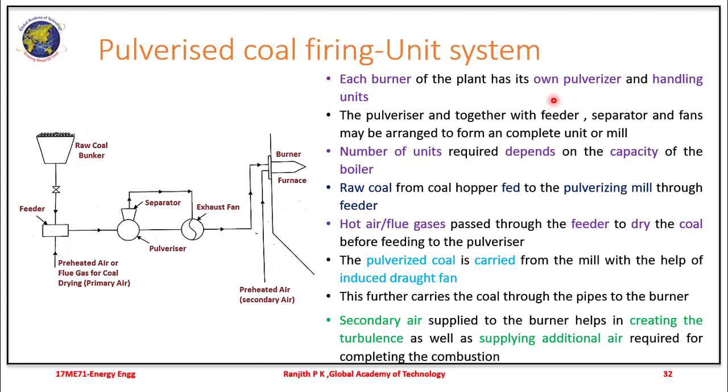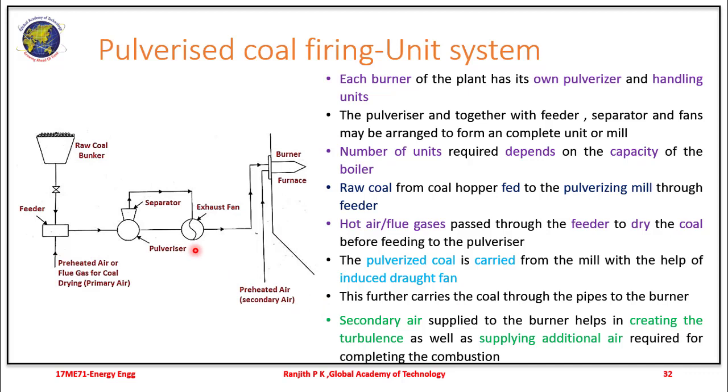In the unit system, as I mentioned before, each burner has its own pulverizer. The number of units required to be attached depends on the capacity of the boiler. Here the raw coal from the hopper is fed to the pulverizing mill through the feeder. Hot air is passed through the feeder to dry the coal before it is fed to the pulverizer, so any moisture content is removed. The pulverized coal is then carried from the mill with the help of an induced draught fan, which sucks and pushes this coal into the further process.